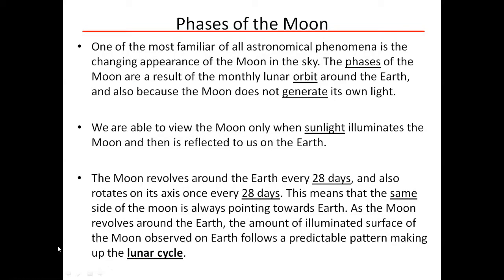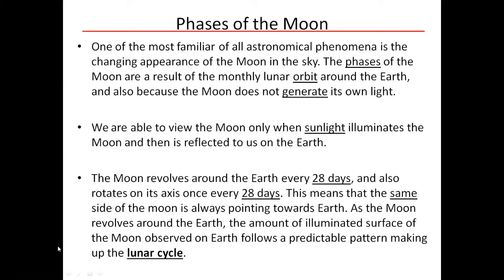Now, just like the Earth revolves around the sun and rotates on its axis, the moon also rotates on its axis and revolves around the Earth. So the moon goes in a path around the Earth, giving it its orbit around the Earth, so that's its revolution, and it rotates on its axis.